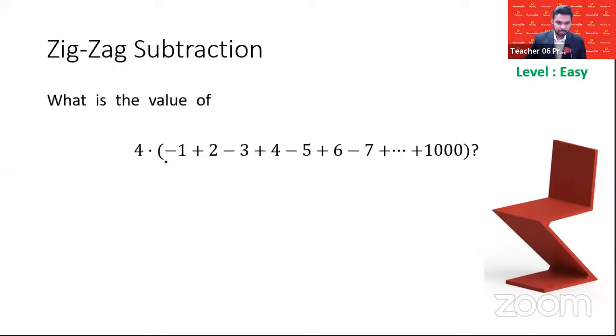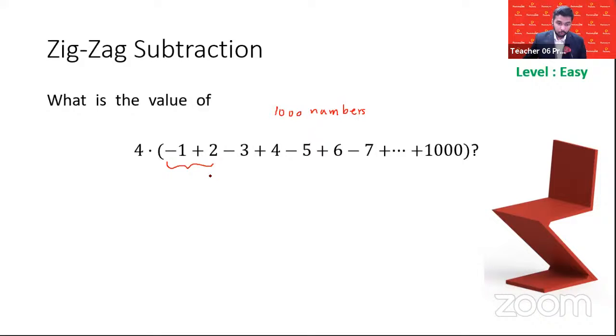So what I suggest is you combine two numbers. How many numbers are there in the bracket, by the way? Avoid the symbols plus and minus. You can count numbers from 1, 2, 3, 4, etc. up to 1000. So there are 1000 numbers inside the bracket.